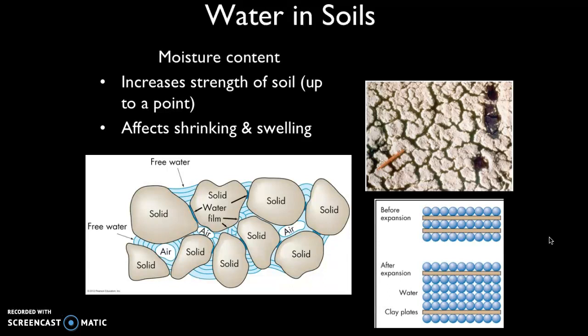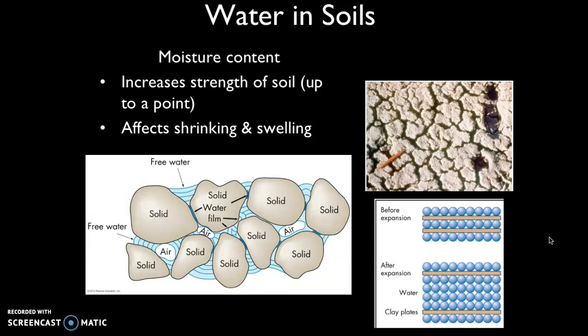So now we're going to talk a little bit about water in soils, which is one of my favorite things. I actually studied hydrogeology for my master's, and so I did a lot of porous media flow. So this is one of my favorite things. But anyways, this water in the soils is officially going to be the moisture content within those soils. It usually increases the strength of a soil but only up to a point. Once there's too much water, it makes it unstable, and we have seen that in the past chapter, right?